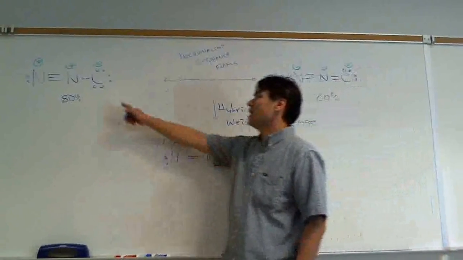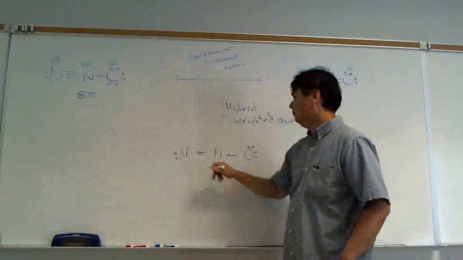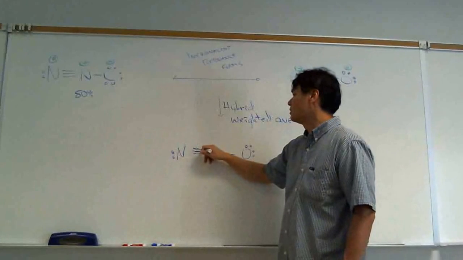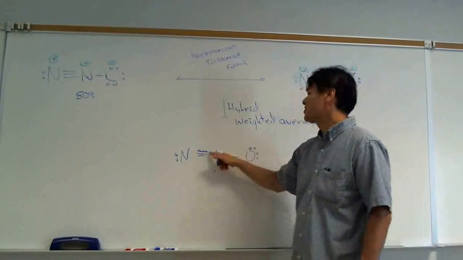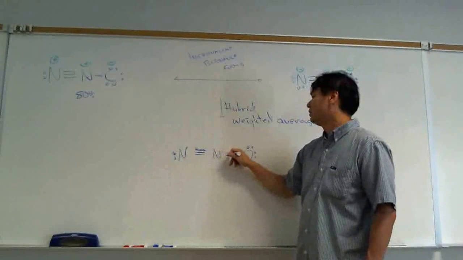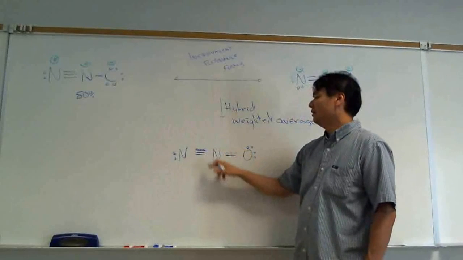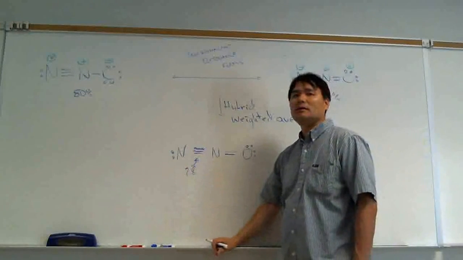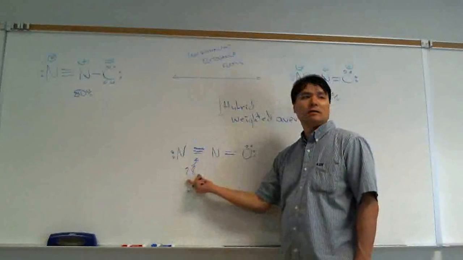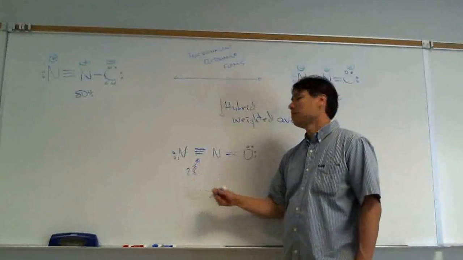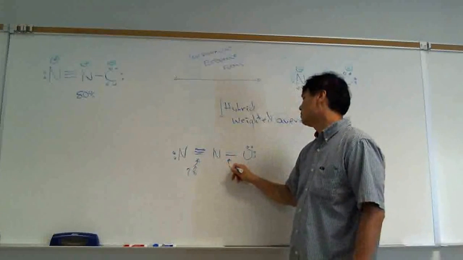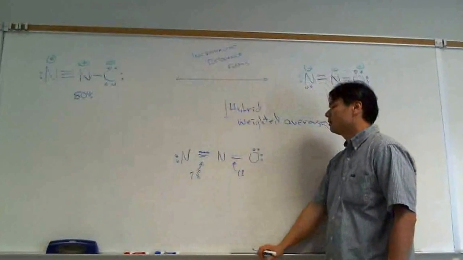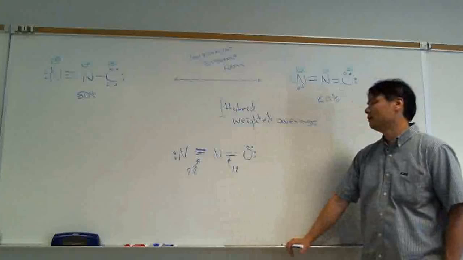If this structure is biased, the extra bonding electrons here spend most of the time here, 80% of the time here, and 20% of the time here. If it's 80% of the time here, then we call this a 2.8 bond. Not quite a triple bond, but more than a double bond. And then over here, we're going to call this a 1.2 bond. Stronger than a single, but not as strong as a double.